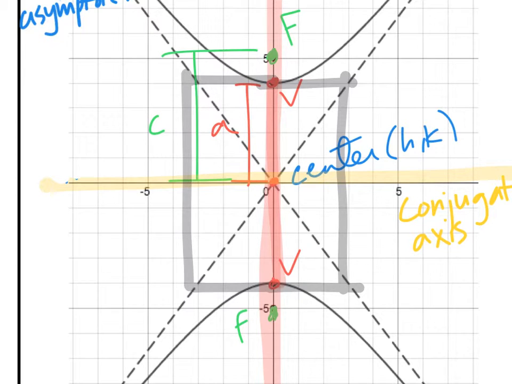Now B is this part. B is from the center to the edge of the box. So from the center to the edge of the box, this is B. So you have to know how to draw the box if there are asymptotes. If there are no asymptotes, you would probably have to find it from equations. Okay, are you guys okay? That's a lot of information.